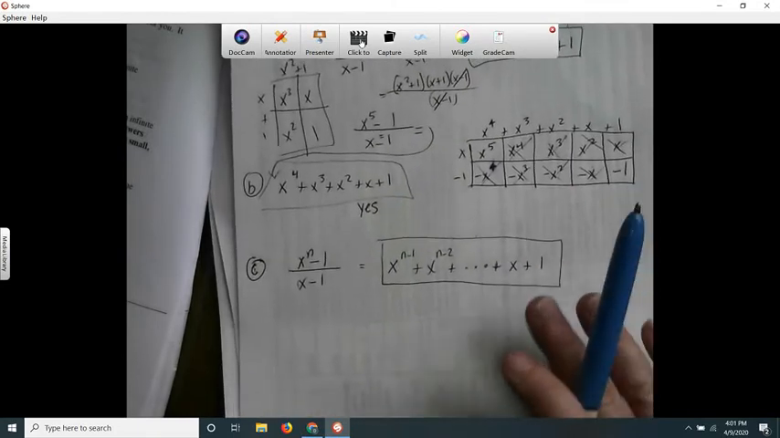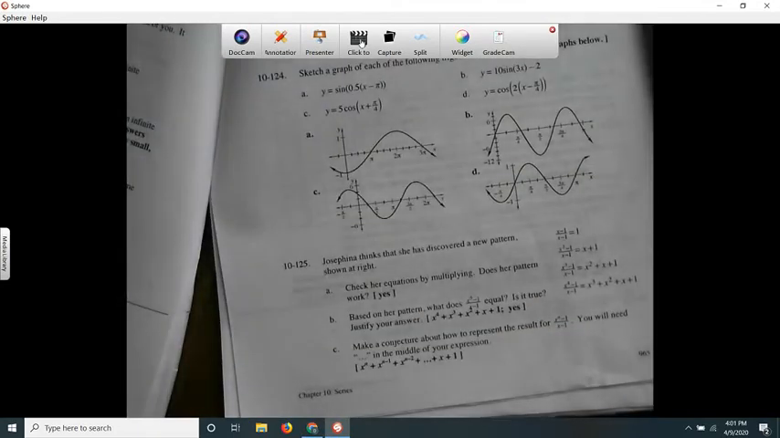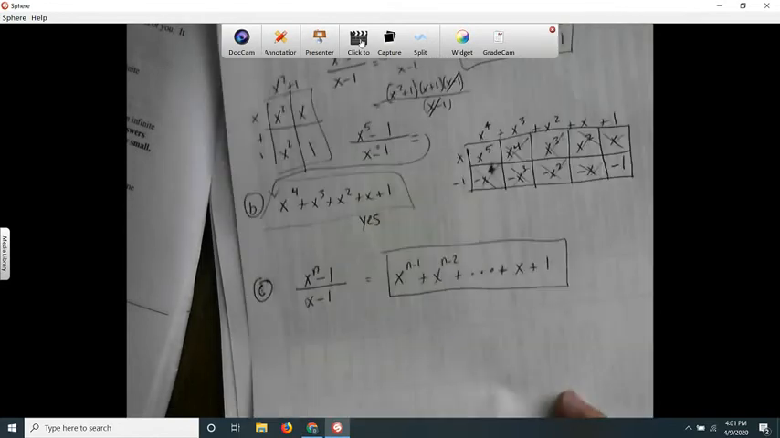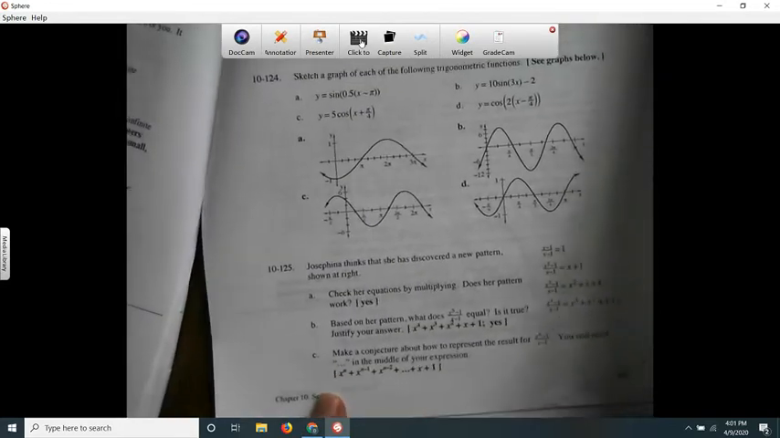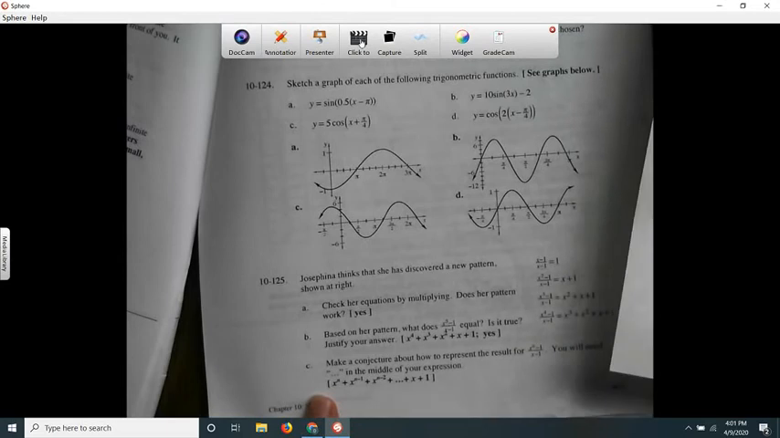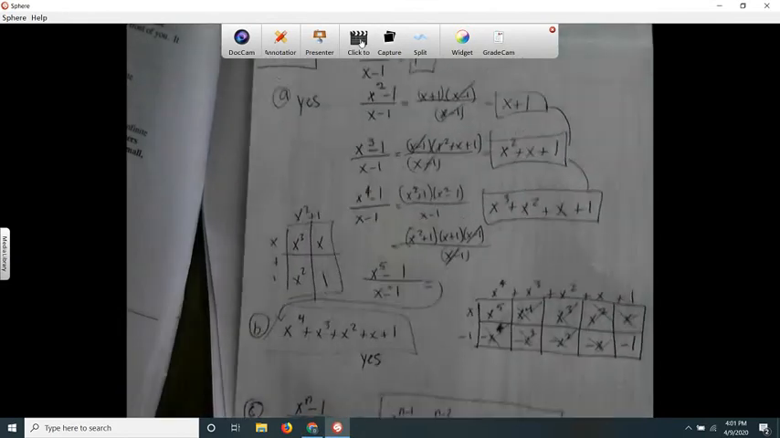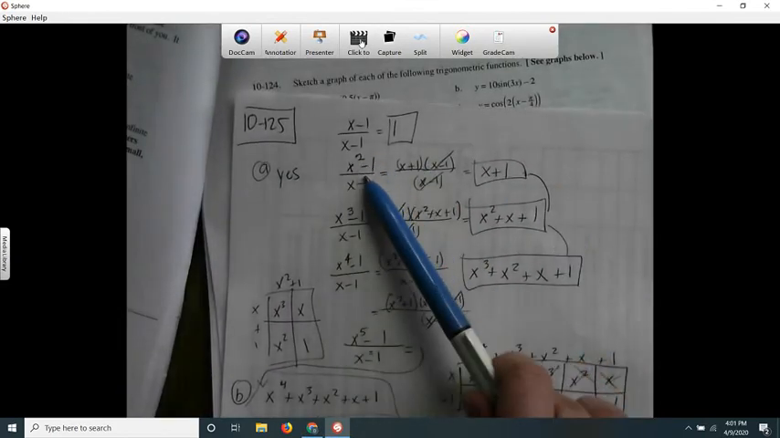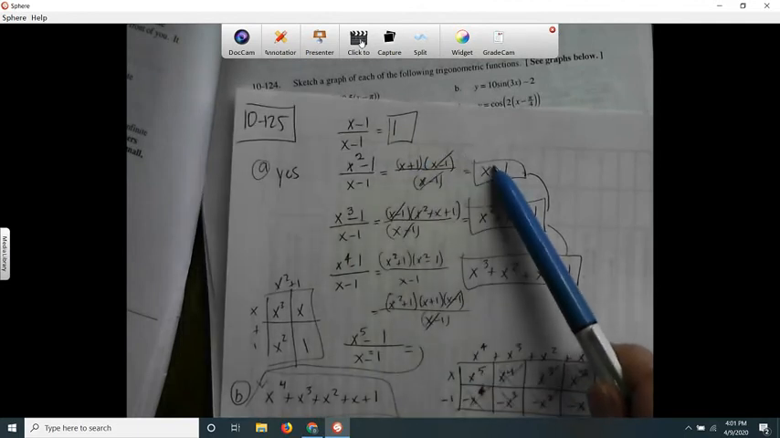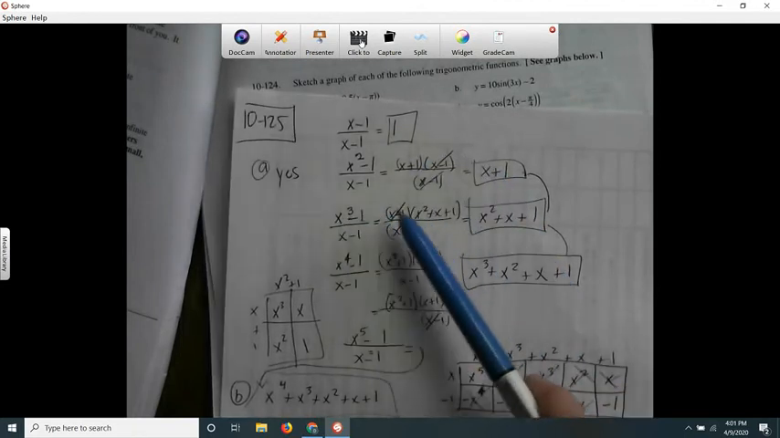And then letter C says, make a conjecture about how to represent the result for x to the n minus 1 over x minus 1. You'll need a dot, dot, dot in the middle of your expression. So the answer key I disagree with, because it says we're going to start with x to the n, and that's not what I see in my pattern. In my pattern, if it's x squared, I just start with x to the 1. If it's x cubed, I start with x squared.